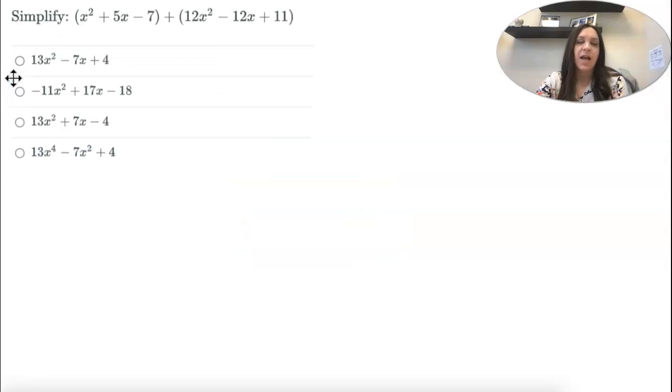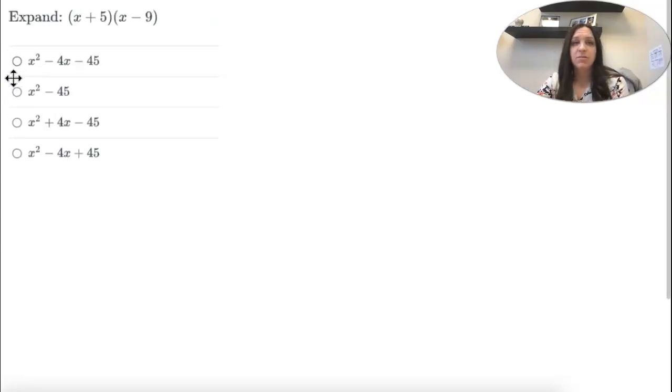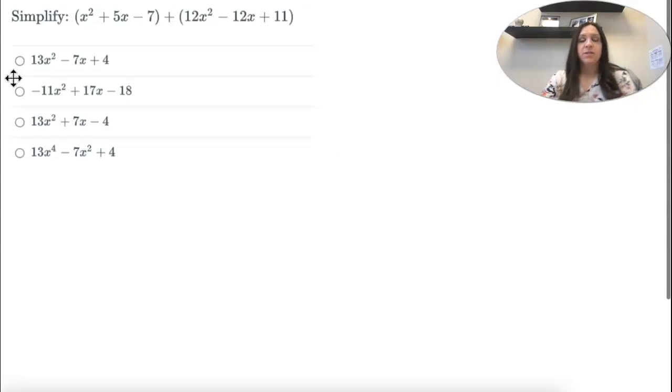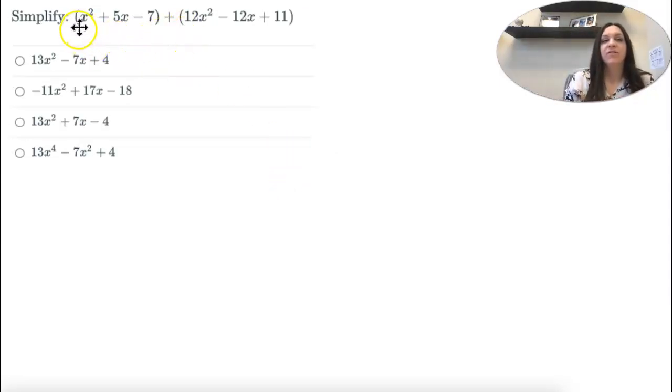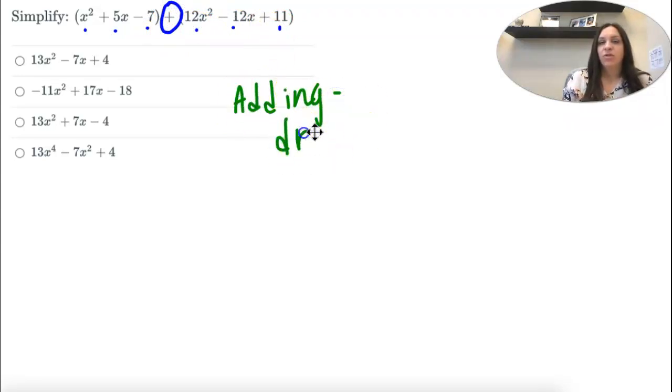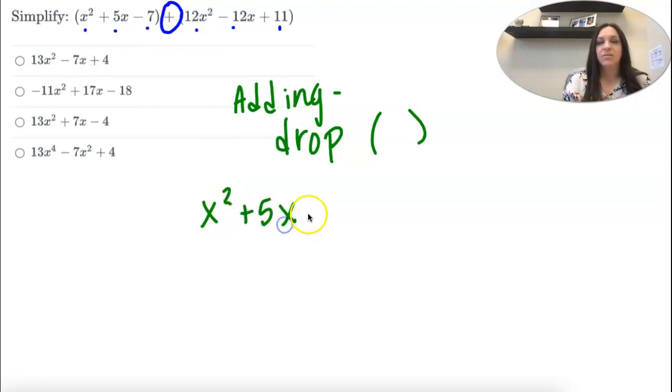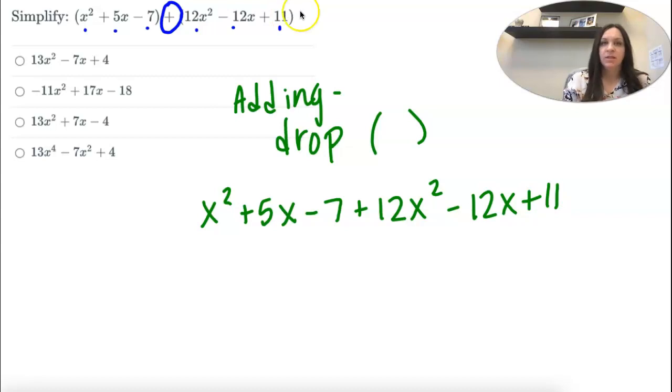Then you're going to have questions on adding and subtracting polynomials and then multiplying. So I'm going to go to some adding ones here. See, I have this whole polynomial, and then we're adding it to this other polynomial. So when you're adding, you can drop the parentheses. So I'm just going to rewrite it with no parentheses. x squared plus 5x minus 7 plus 12x squared minus 12x plus 11. Okay, so step 1, drop the parentheses.